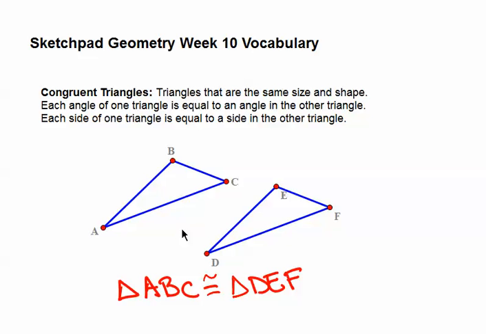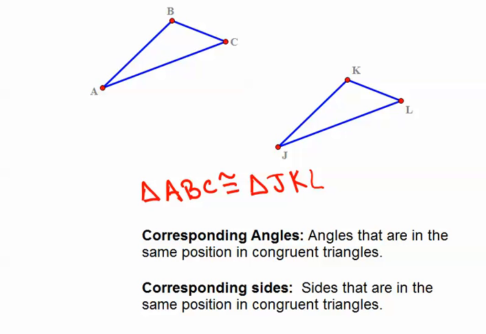When we name the congruent triangles, it's really important that we pair up those congruent angles. So the order we name it is important. Here I wrote that triangle ABC is congruent to triangle DEF. The angles that are equal to each other are called corresponding angles. Corresponding angles are in the same location or the same position within the congruent triangles. And again, when we name the figures, we have to make sure that we line them up.